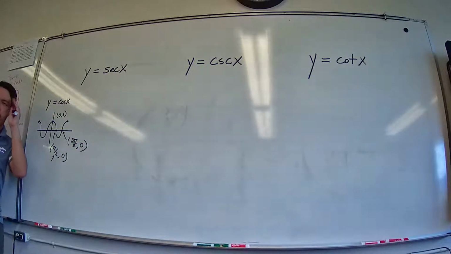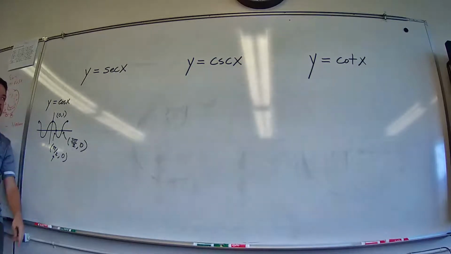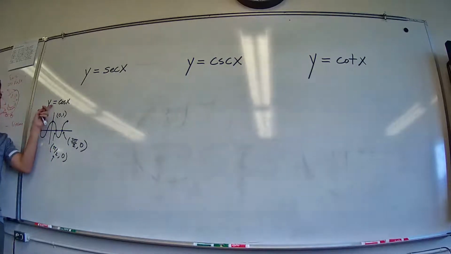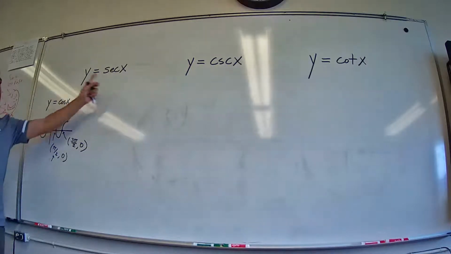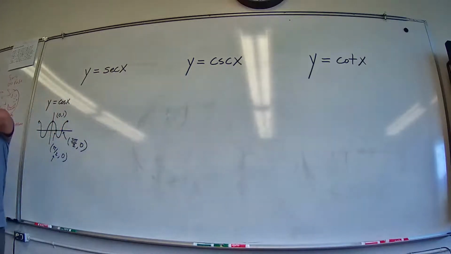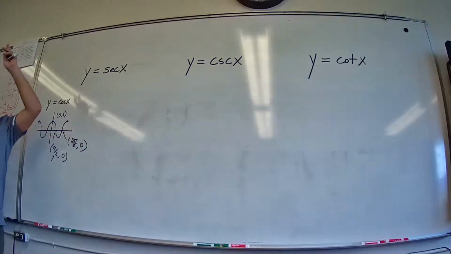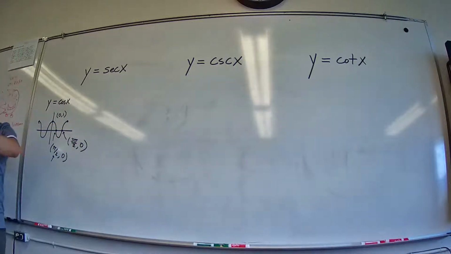Don't say the answer if you know it. Everyone think about this one. Fill in the blank to the sentence. This graph has a 0 at pi/2. Therefore, this guy has a blank. Who knows the answer? Asymptote. Everyone understand that?